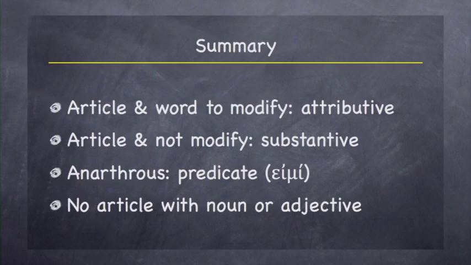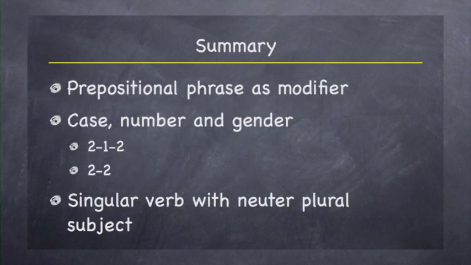We also saw how you can have an article plus prepositional construction, and that prepositional phrase could be modifying a noun or it could be functioning as a substantive. We saw that adjectives have to agree with the nouns they modify in case, number, and gender. And for some adjectives, that means they're going to have 3 different forms. But there are some adjectives that are 2-2, where the same Greek form is used, whether it's masculine or feminine. And finally, we saw that a singular verb can be used with a neuter plural subject.